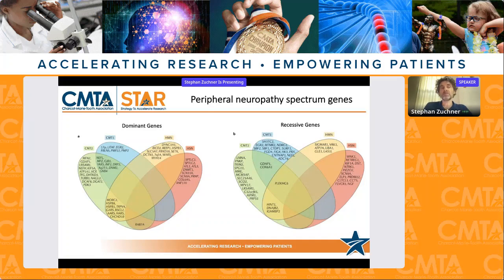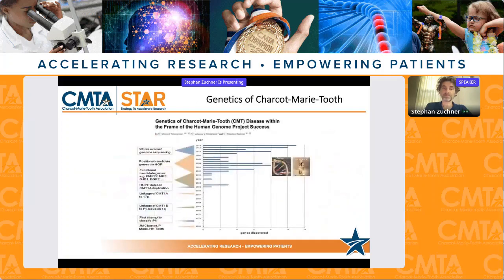What this might mean for therapy, when you think about it, is that we might need dozens and dozens, if not 100 different types of therapy, which is a daunting concept, given that we have no therapy today. And this has always been an issue.